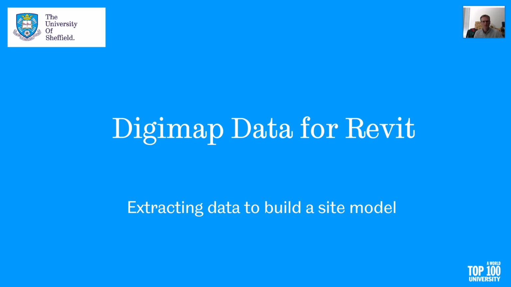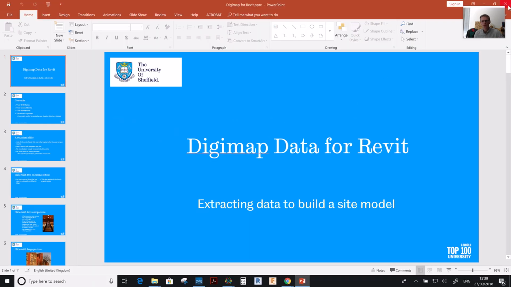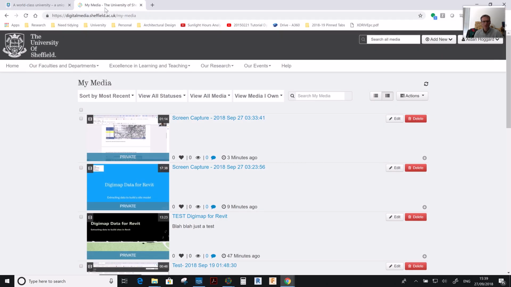Okay, Digimap data for Revit. Extracting data to build a site model. Okay, so let's dive straight in there. Let's just quit out of this.